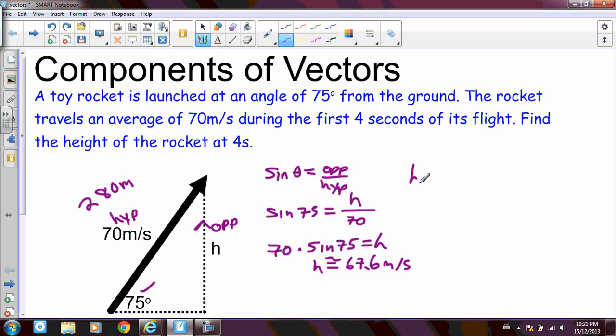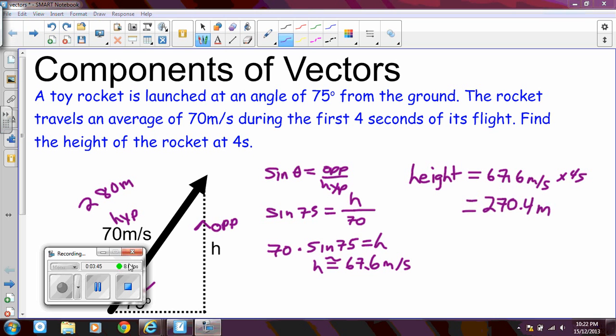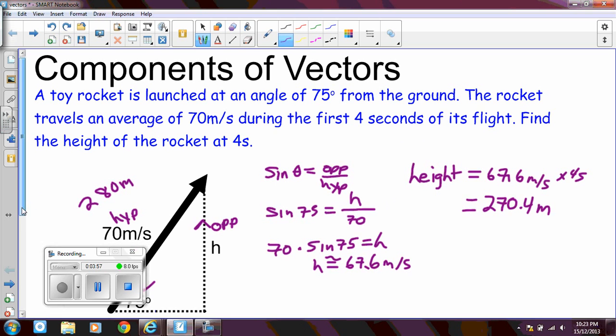And so the height is, we've traveled 67.6 meters per second for 4 seconds. Okay, so that ends up being 270.4 meters. And that's the height of the rocket 4 seconds after its flight begins.